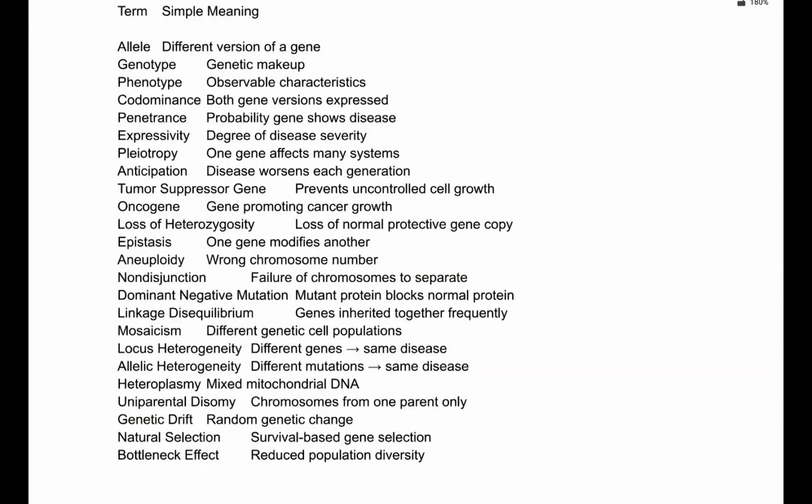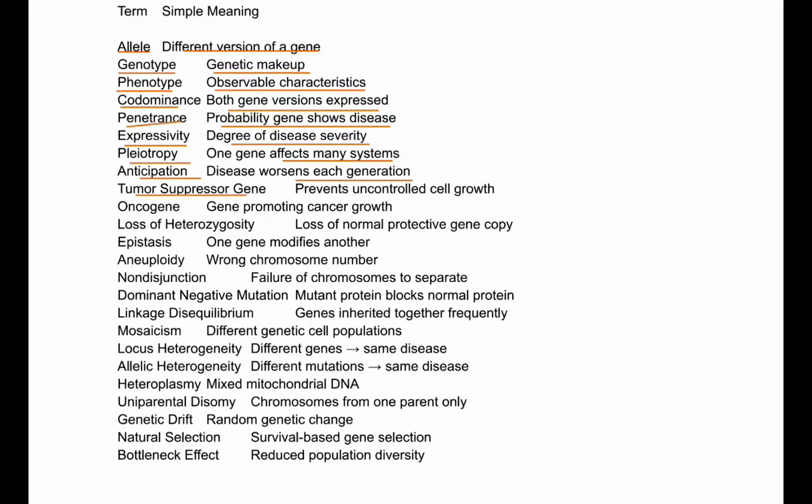Now we will discuss key medical terms used here. Allele, a different version of a gene. Genotype, genetic makeup. Phenotype, observable characteristics. Codominance, both gene versions expressed. Penetrance, probability the gene shows disease. Expressivity, degree of disease severity. Pleiotropy, one gene affects many systems. Anticipation, disease worsens each generation.